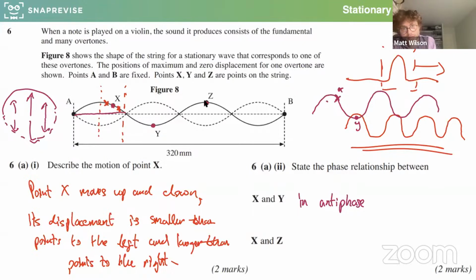Similarly, Z here is at a higher point in terms of distance than X. But they're both moving up together, just at different amplitudes. And they're both in phase at all times. So X and Z here are in phase. Good. So the point is, it's not a single wave. It's this weird stationary wave made by a pair of waves.